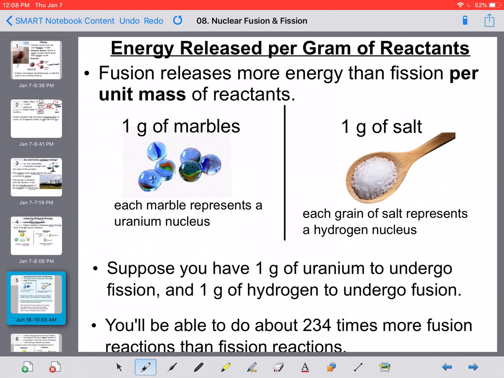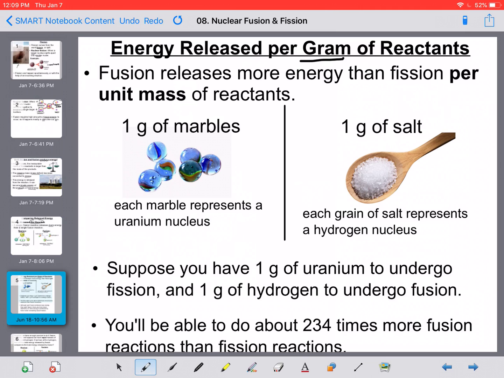But now, let's suppose that we compare the energy released not per reaction, but per gram of reactants. In this case, it's actually the opposite. This time, fusion releases more energy than fission per unit mass of reactants.